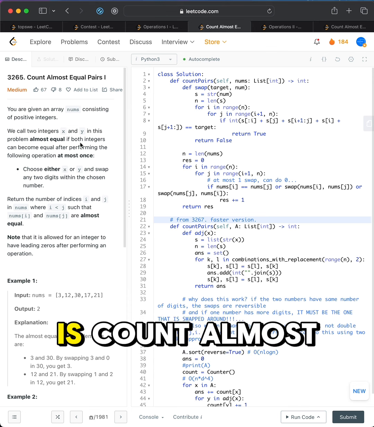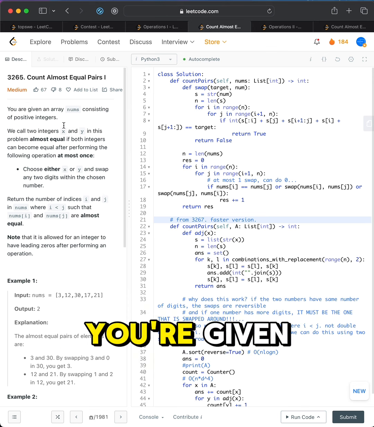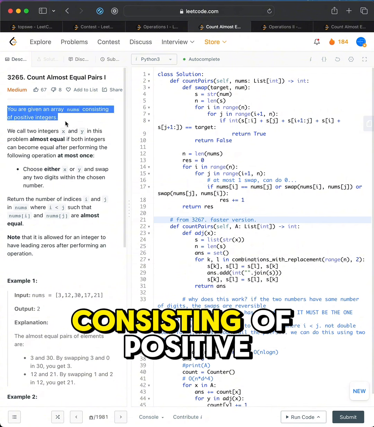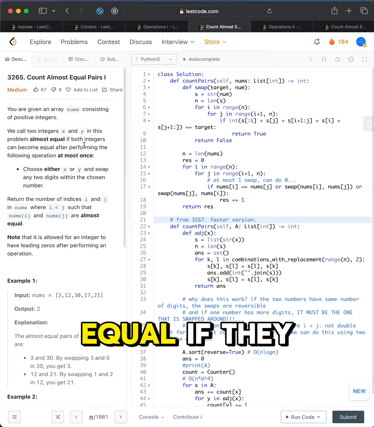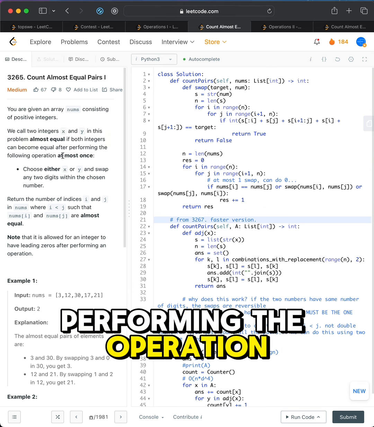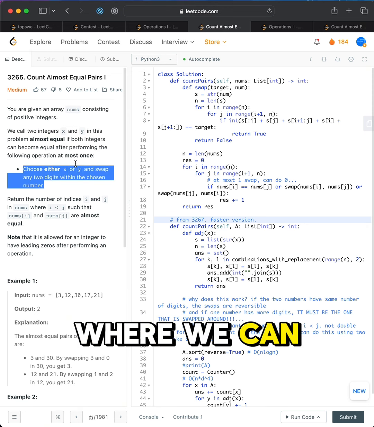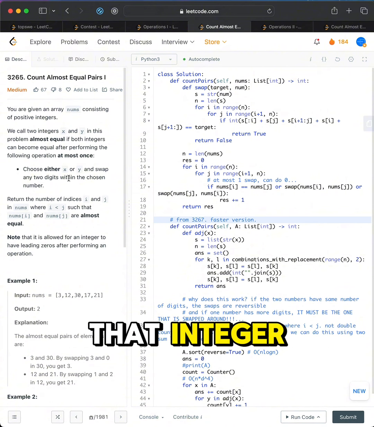The second question is count almost equal pairs 1. We are given an array nums consisting of positive integers, and we call two integers almost equal if they can become equal after performing the operation at most once, where we can choose either of the two integers and swap any two digits within that integer.